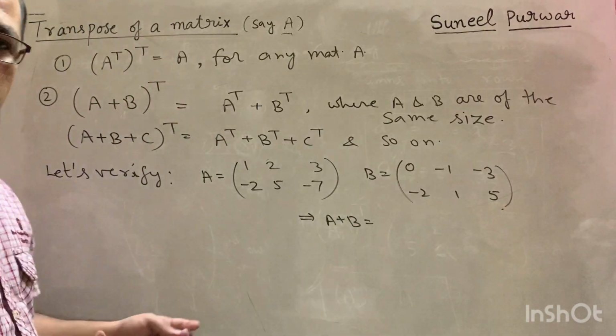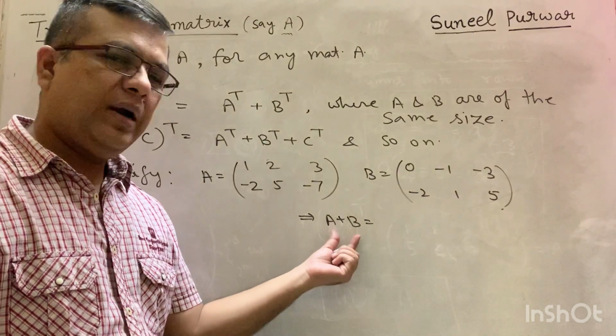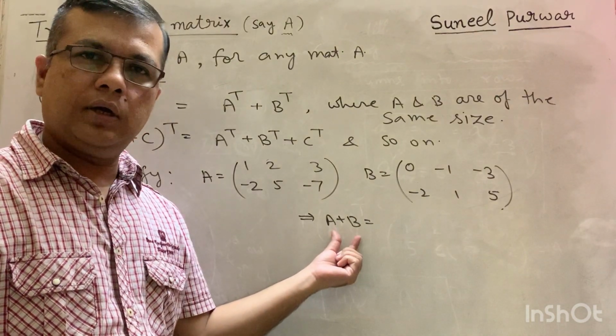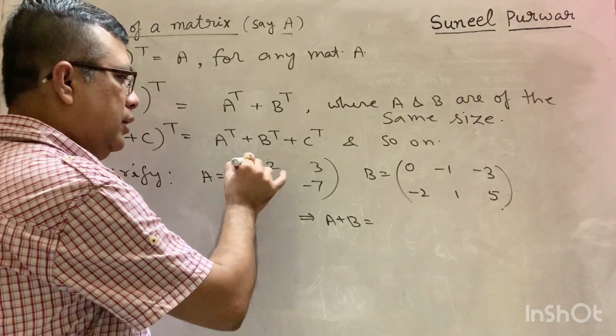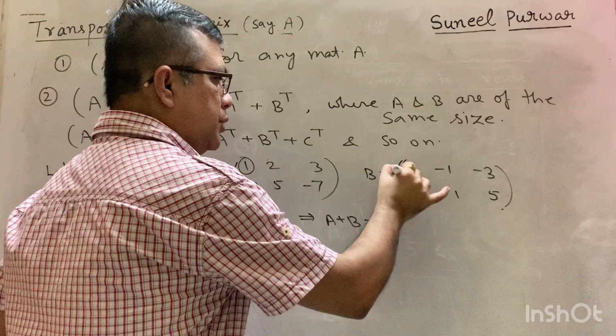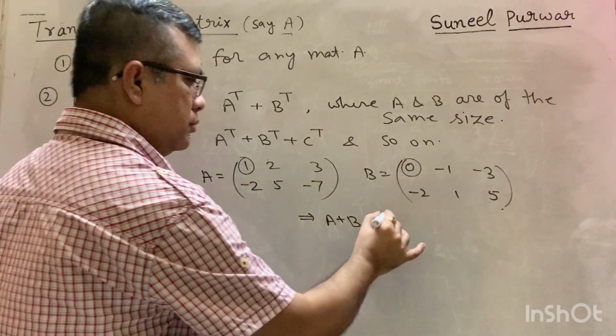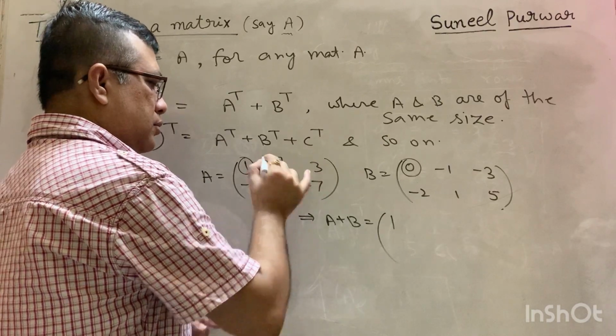What is that? To add the two matrices, you have to add their corresponding elements. दो matrices को add करने के लिए क्या करना होता है? उनके corresponding elements को add करना होता है, same position वाले. तो first 1 1 position पे क्या है? This, and corresponding element is 0. So 1.